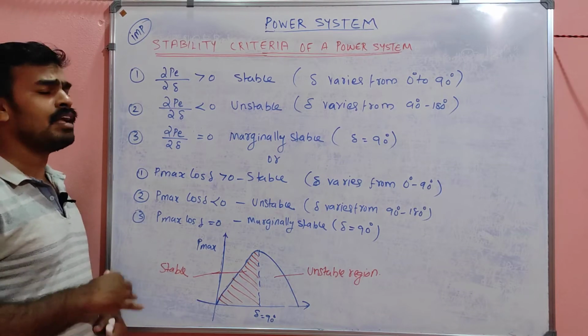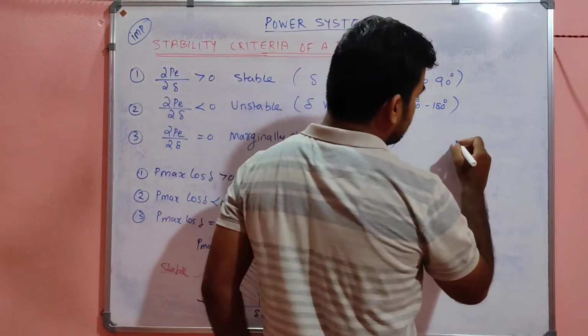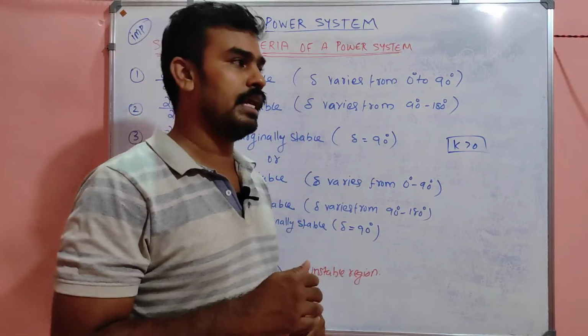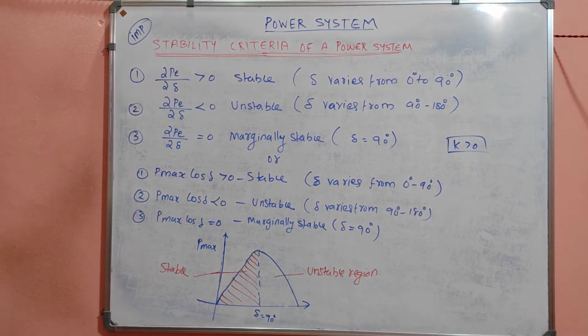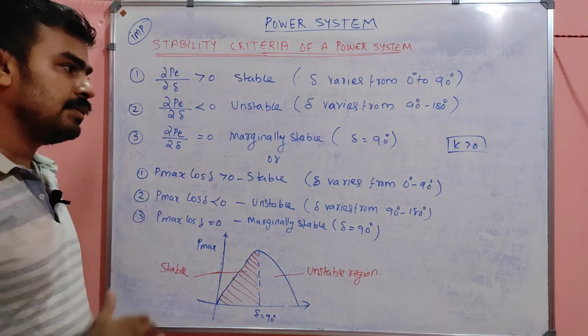See, my dears, I already explained that whenever the value of k is greater than 0, only then will the system be stable, right? Otherwise the system will be unstable, am I right? So whenever the value of k is greater than 0, the system will be safe.